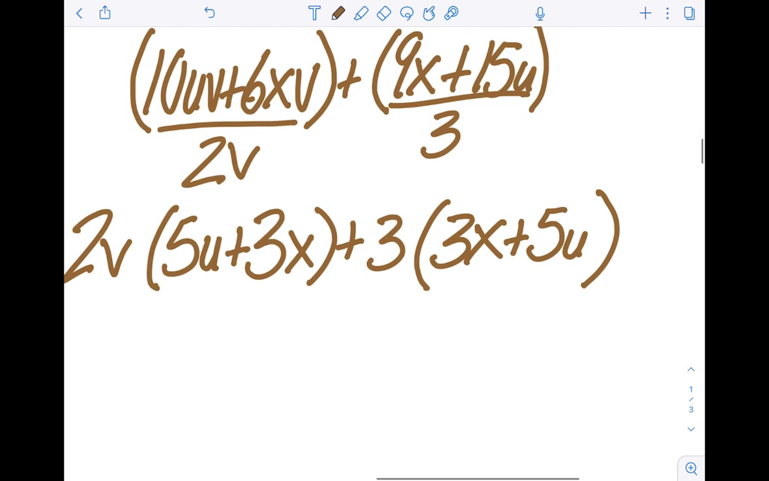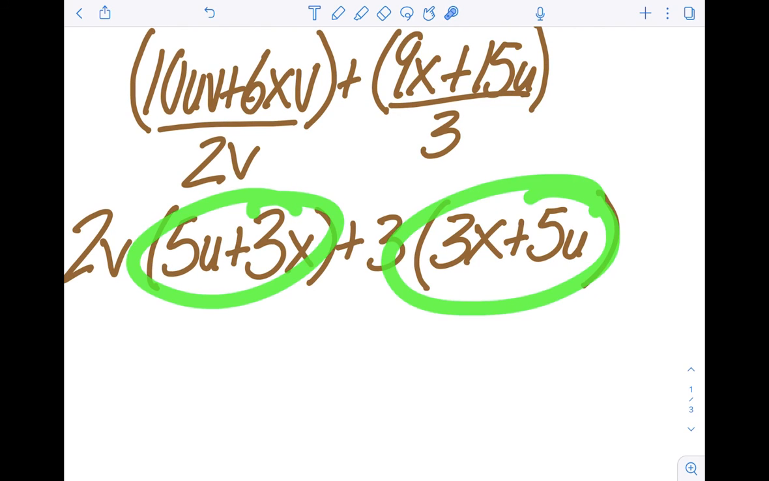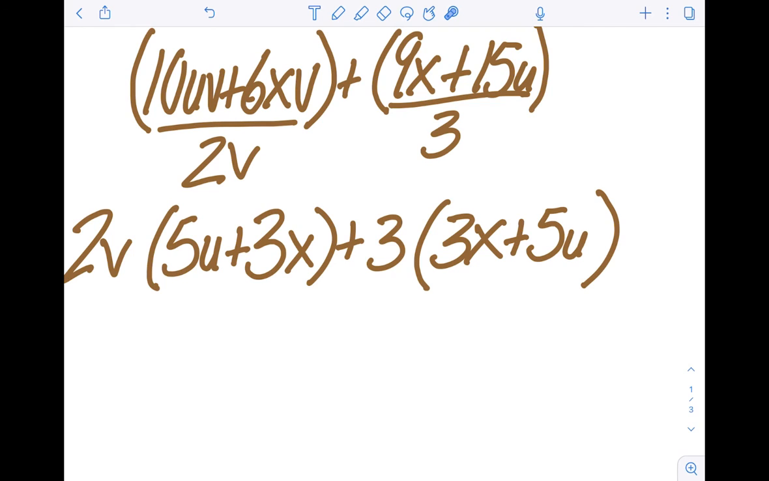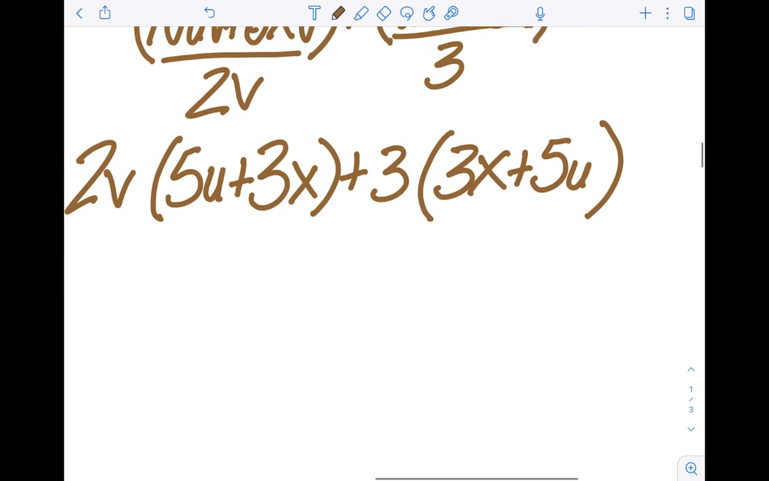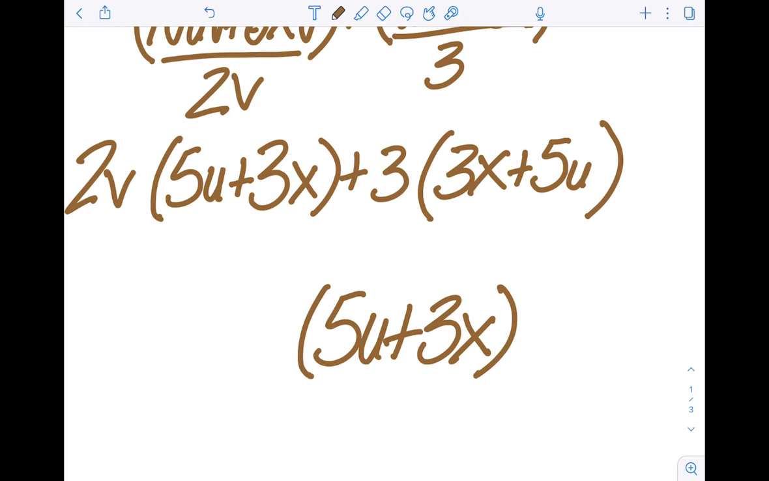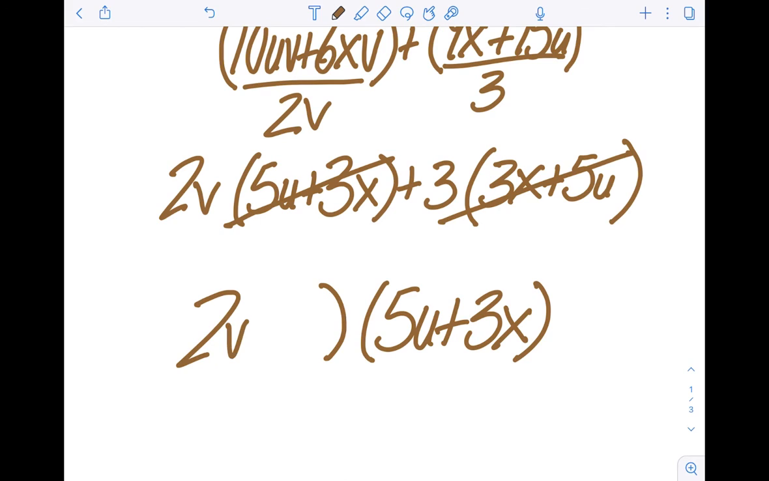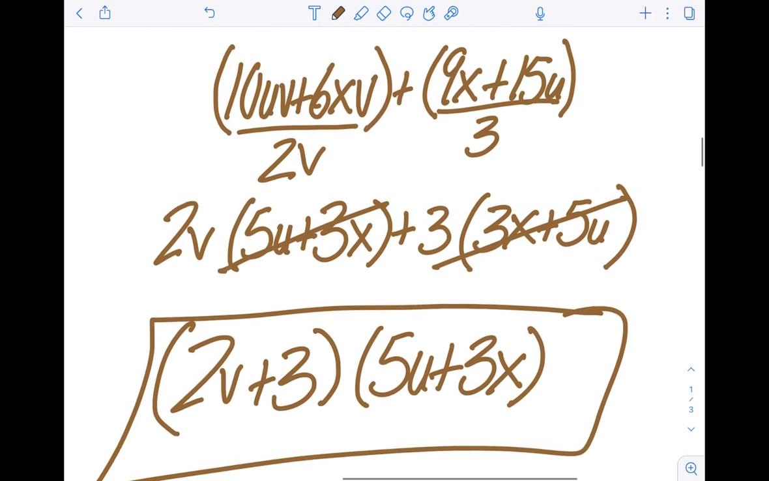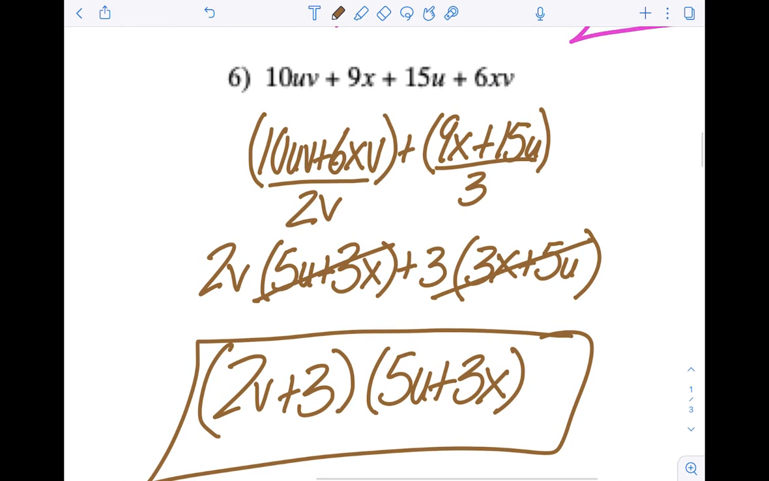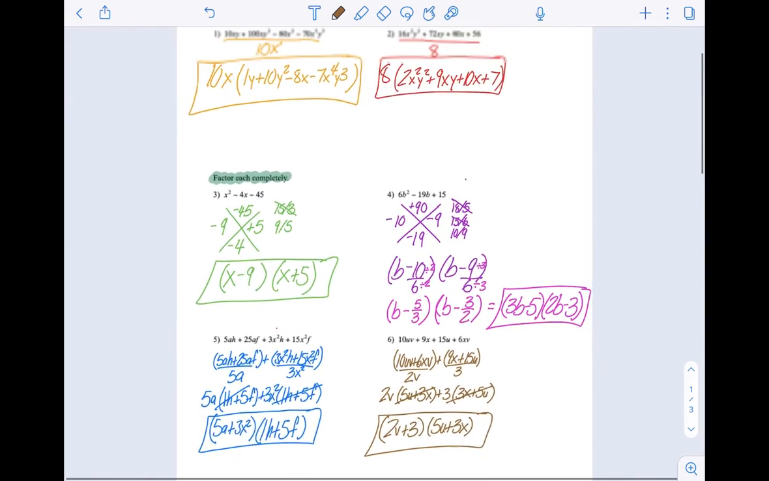Okay, now let's take a look at these two. So even though they're not exactly the same, kiddos, they are the same. 3X plus 5U, 3X plus 5U. They're written in a different order, but they're the same. So I can say 5U plus 3X. They're the exact same thing. And what's left over without a parentheses is 2V plus 3. And there you have this expression factored. And that right there, kiddos, is our quiz preview.